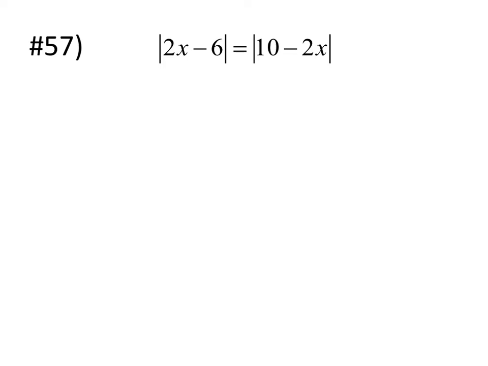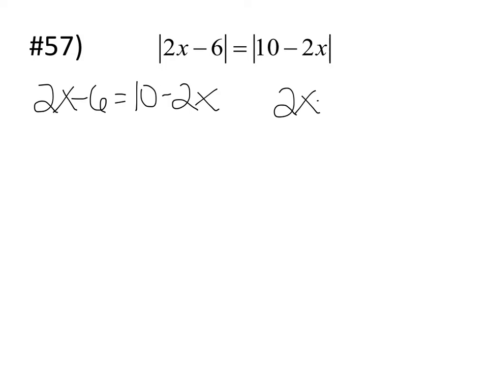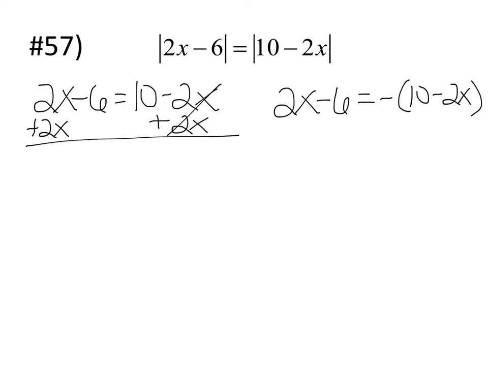Alright, here you have 2x minus 6 is equal to 10 minus 2x, and then you have 2x minus 6 is equal to negative 10 minus 2x. I'm going to add 2x to both sides, giving me 4x minus 6 is equal to 10.